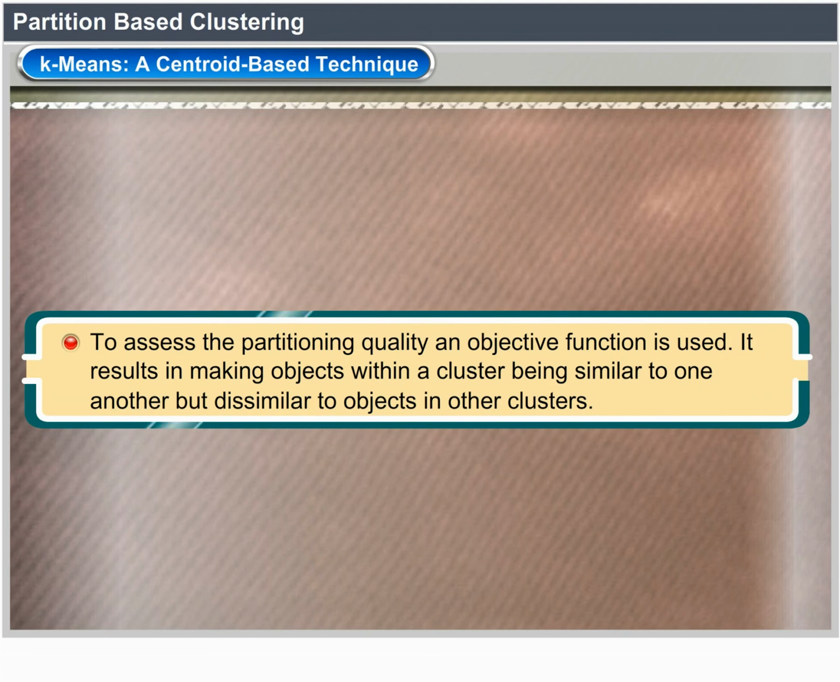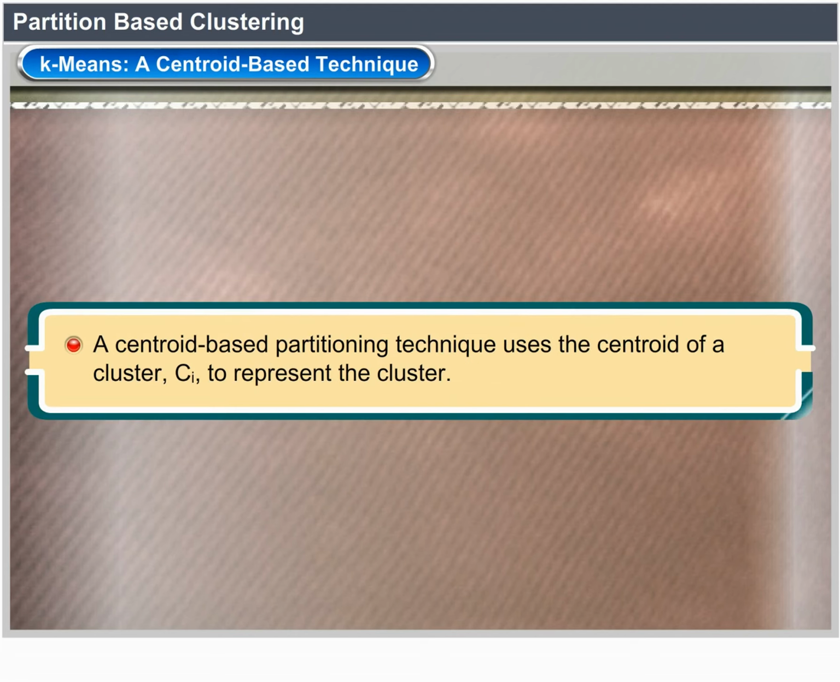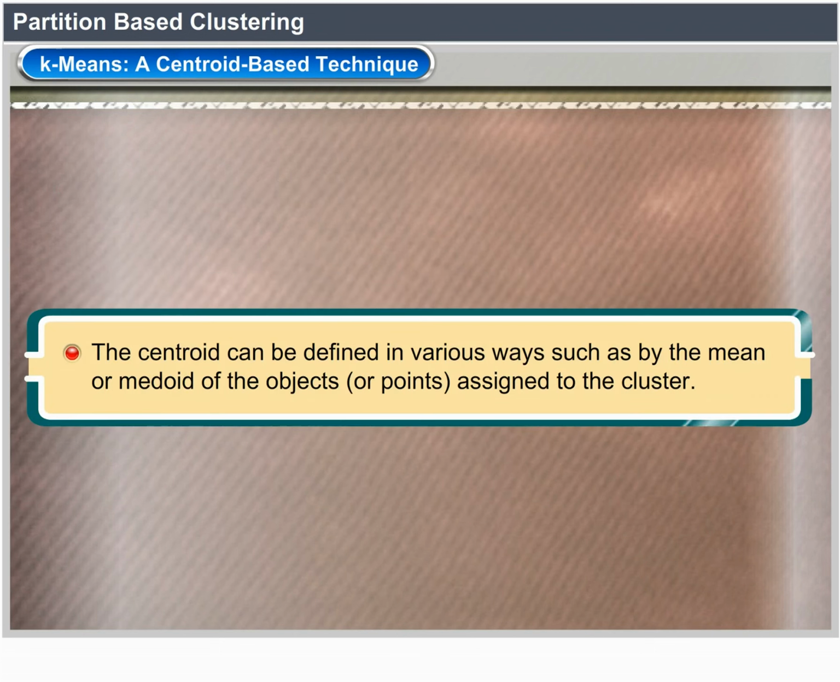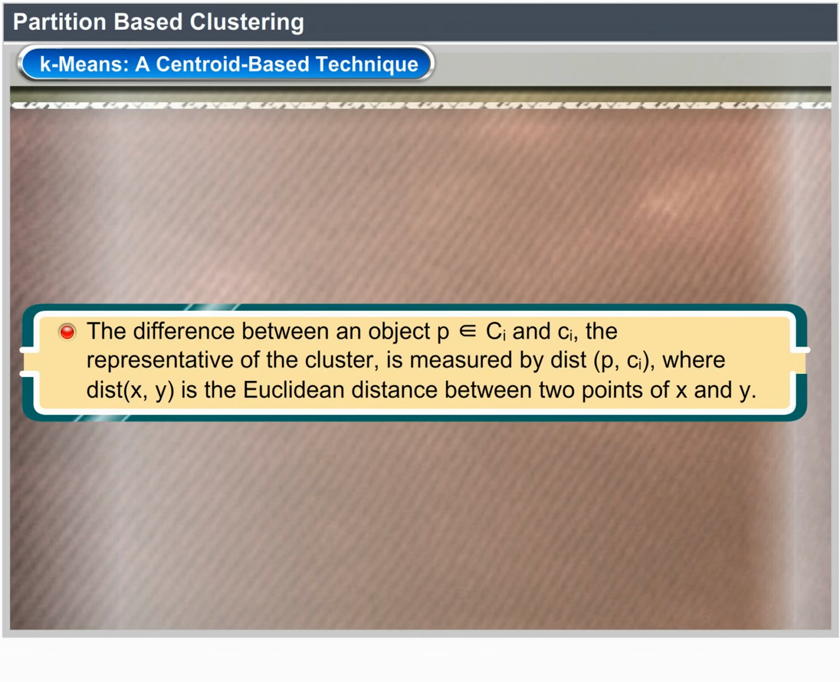A centroid-based partitioning technique uses the centroid of a cluster Ci to represent that cluster. Conceptually, the centroid of a cluster is its center point. The centroid can be defined in various ways, such as by the mean or medoid of the objects, or points assigned to the cluster. The difference between an object p belonging to Ci and ci, the representative of the cluster, is measured by dist(p, ci), where dist(x, y) is the Euclidean distance between two points x and y.